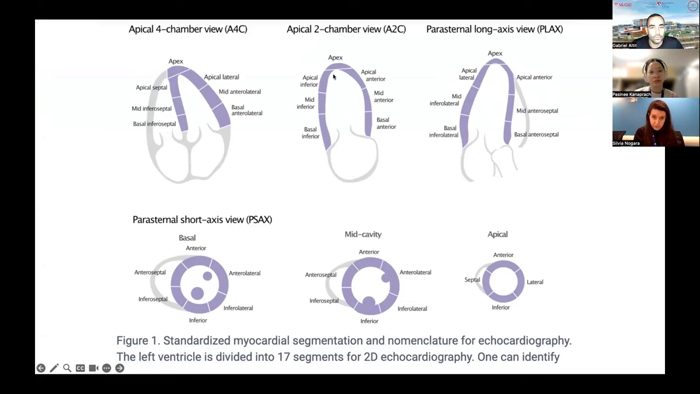I'm here. Apical two chamber: inferior wall and anterior wall. Yeah, sorry, I completely misguided you. Inferior wall, anterior wall. And then in your parasternal long axis or in your modified apical three chamber view, you're going to see the inferior lateral wall and the anterior septal wall. Does that make sense? Because you can see that it's the septum here and then there's a bit of the RV.